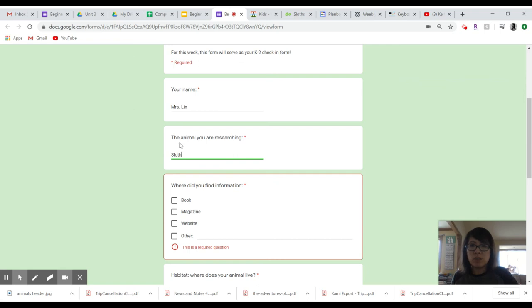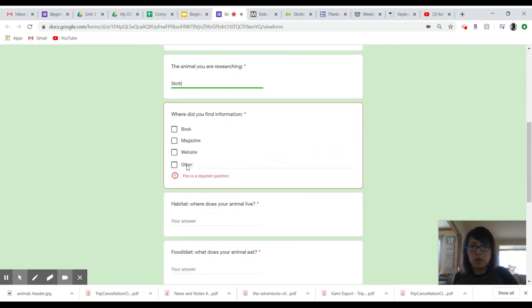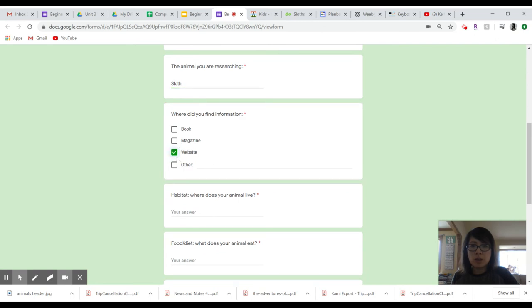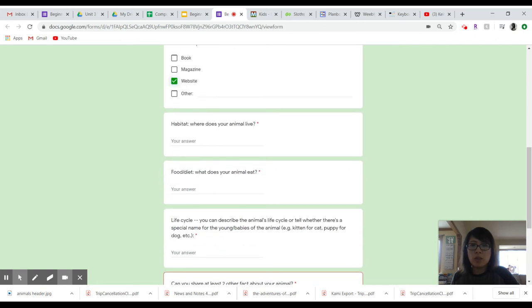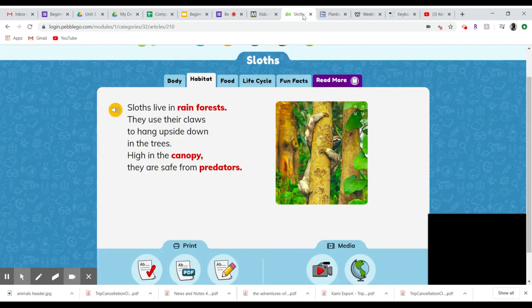So we've decided on sloth. Now again, your animal will be different, and right now I'm just using a website. And then the habitat is rainforest. Now if you want to be challenged with your typing or just have more practice with your typing, try to answer the question in a complete sentence. So you can say, sloth lives in the rainforest. Okay, and that's my first question.